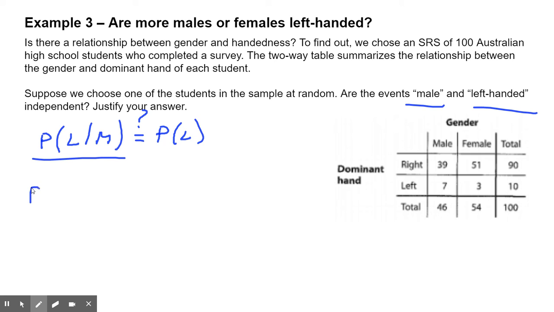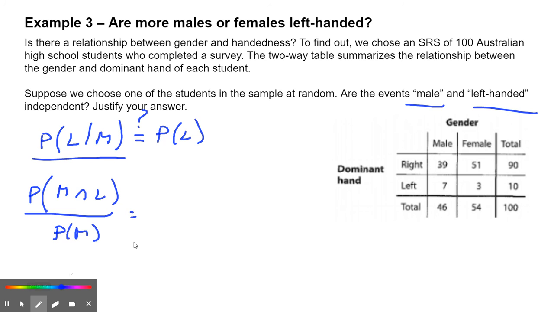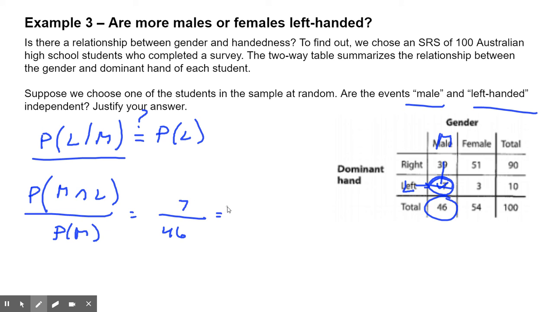I'll do it in blue. So that's the probability of being male and left-handed over the probability of being male. So let's go over here. So what's the probability of being male? So here's my males, here's my left-handed. So I have 46 males. That's my bottom number. So for this, I'm not using the total, I'm using this bottom number. And of those males, how many are left-handed? We'll find your left-handed, go over here. I have 7.